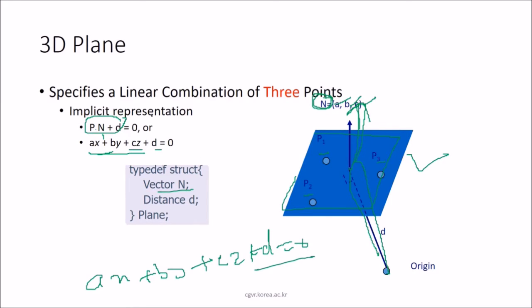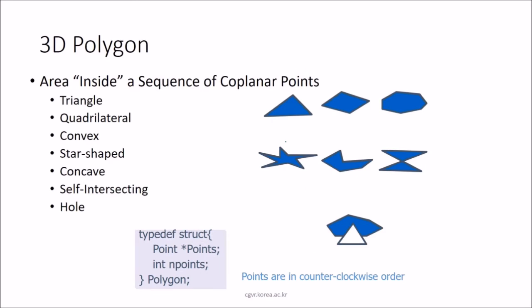How are you going to write a structure of this plane? You have this vector n, which is normal to this plane, and distance d from the origin. Now you write plane. So this is how a 3D plane is represented.